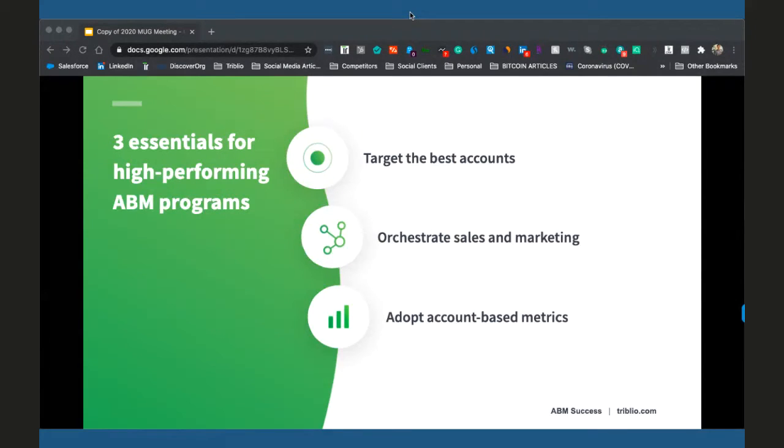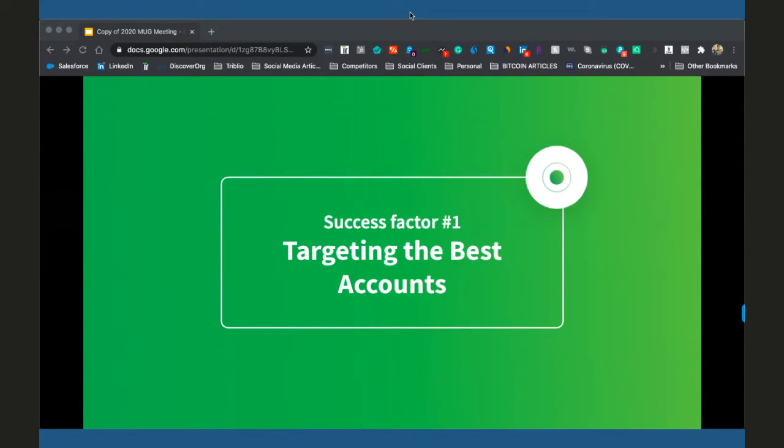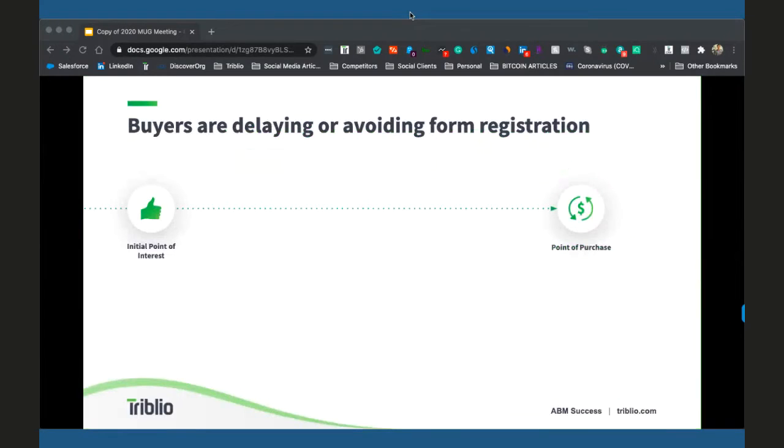And so obviously that's going to be the foundation for any ABM program. You're only going to be as good as your target audience. And so we're going to go into that first. But in order to do that, I want to take just a quick step back and think about the buyer's process.